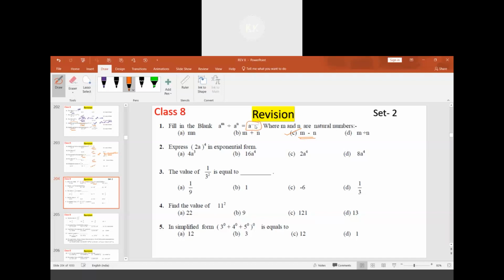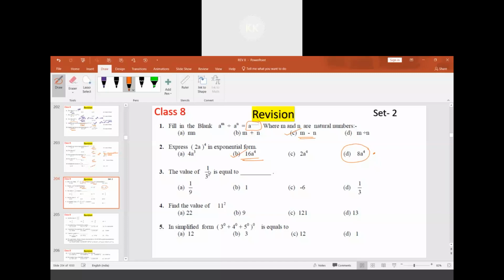2a raised to the power of 4 is 16a to the power of 4, option B. Some people will get confused: they will write 2 times 4 is 8 and a to the power of 4. There are chances that you will land up writing this, but it is wrong.